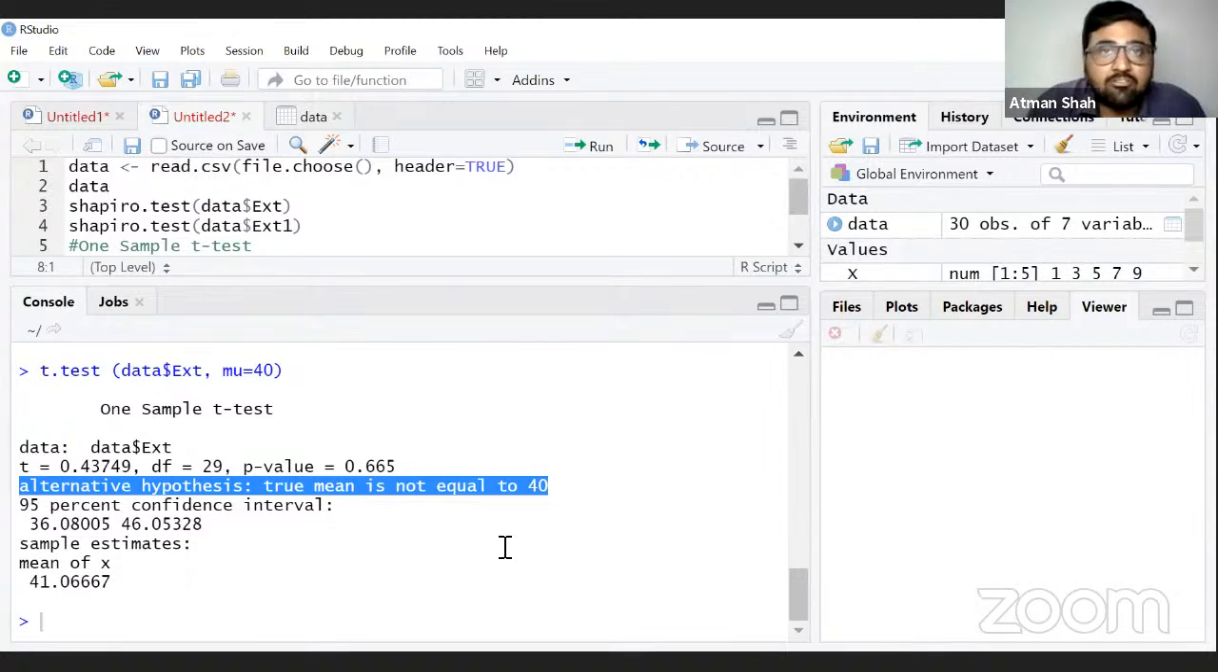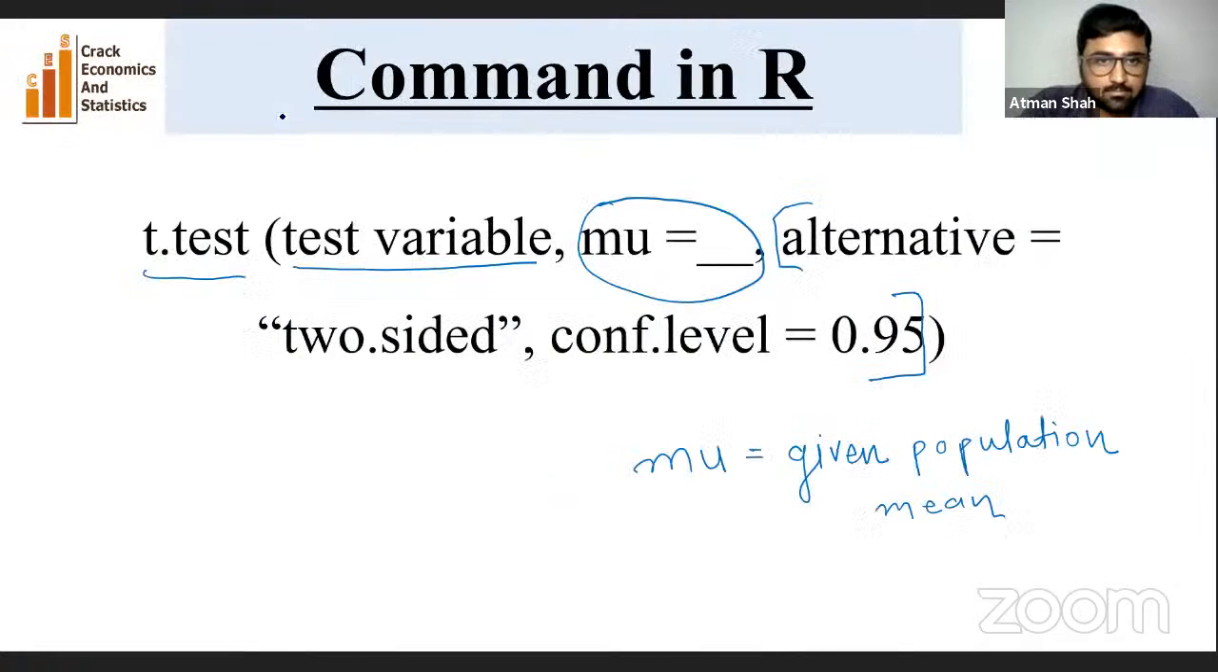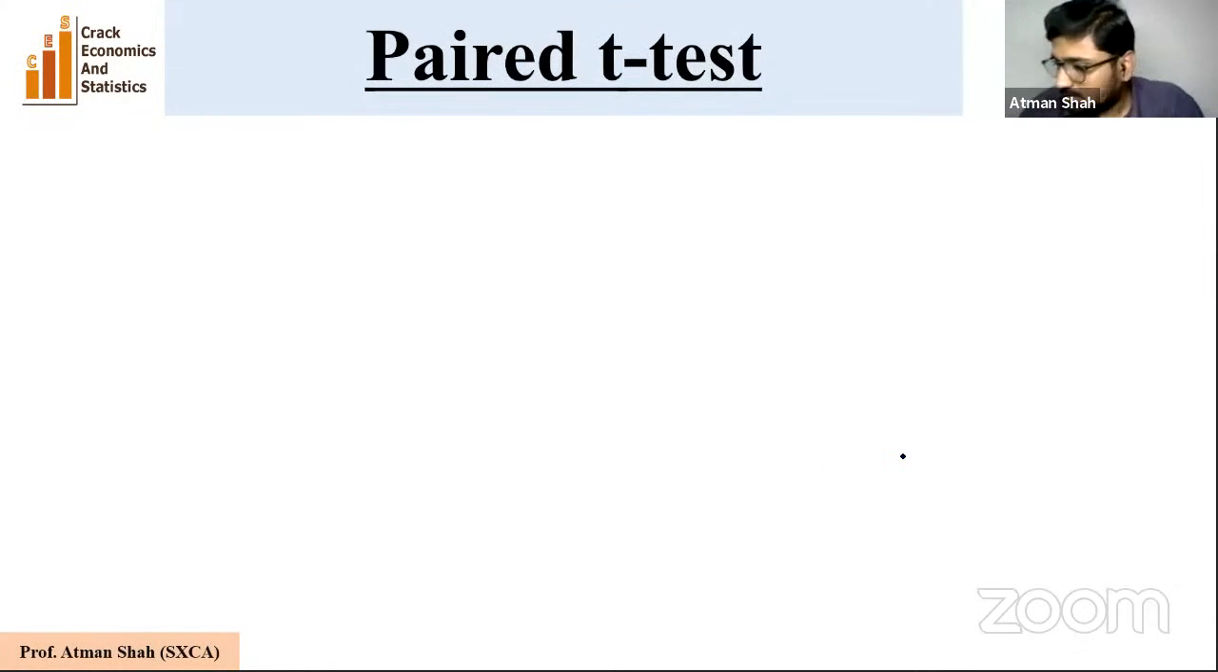So this is the idea of the one sample t-test and its interpretation in RStudio. If you have any questions, you can write in the live chat box regarding the one sample t-test, its theory and application in RStudio. There are people from Nepal, Pakistan, Ahmedabad, Bangladesh. Welcome everyone. If you have any doubts, you can write the questions in the live chat box. If you don't have any doubts, we can continue with the theory of paired t-test.